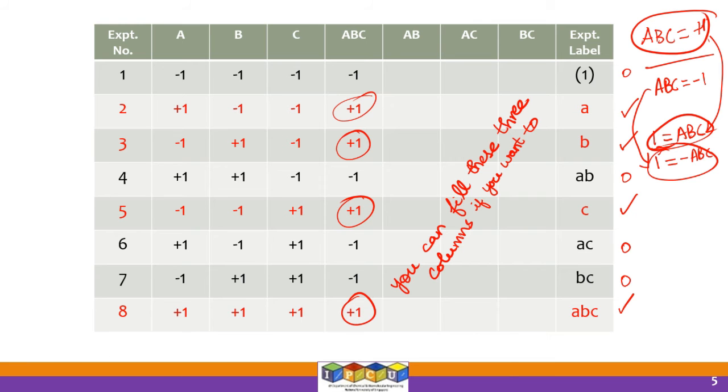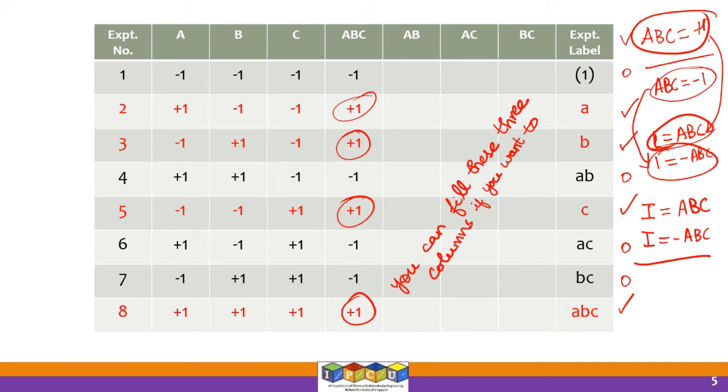All right. So in general notation, I can write I is equal to ABC. You can treat 1 as an identity matrix if you like. I'm just saying we are replacing the symbol 1 with I. So I indicates 1. And for the second part, we can say I is equal to minus ABC. This notation will be helpful later on. So I hope you understand the transitions. Experiments 2, 3, 5, and 8 have ABC equal to plus 1.